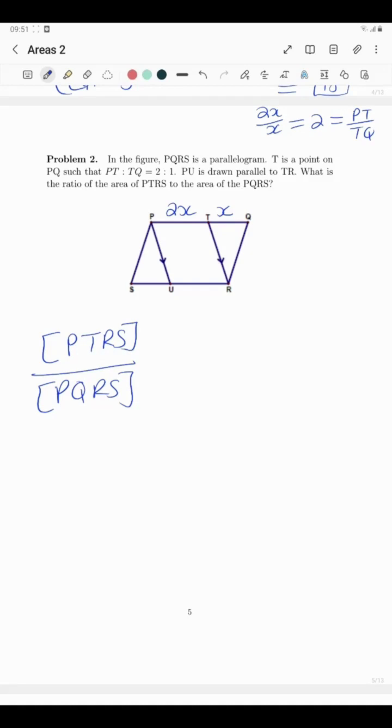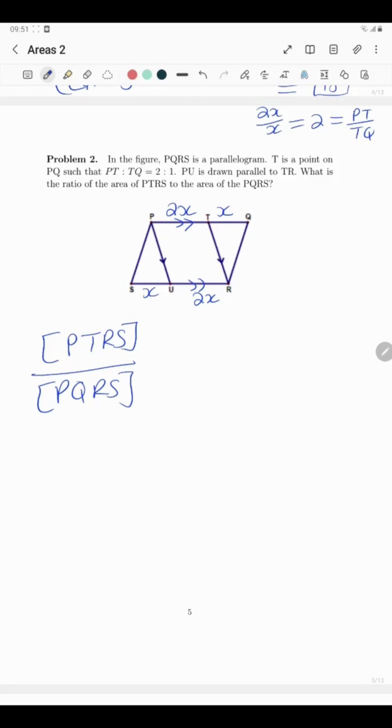Now, we are told that PQRS is a parallelogram, and we also are told that PU is parallel to TR. So therefore, PT is parallel to UR, TR is parallel to PU, so PTRU is a parallelogram. And because it's a parallelogram, we know that if PT is 2x units, then UR has got to be 2x units. And we know that PQ is 3x units, and so therefore SR has got to be 3x units, so therefore SU is going to be x units.